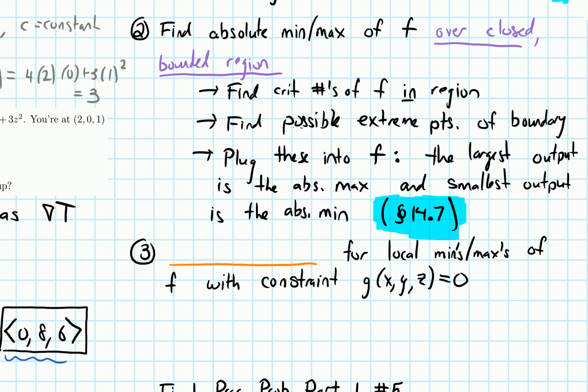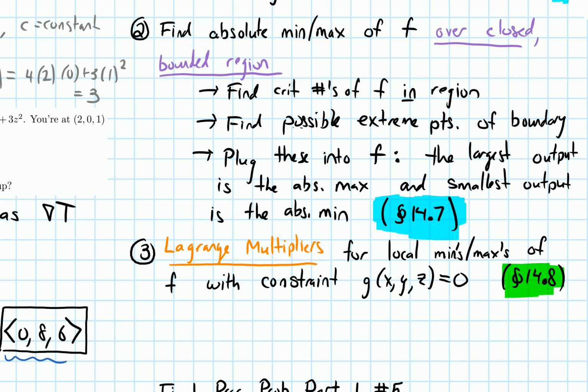And this technically involves finding local mins and maxes of a function f that's subject to a constraint, which is typically written g of x comma y comma z. I'm just assuming there's 3 variables, but it could be any number of variables, equals 0. And this method was Lagrange multipliers, to maximize or minimize functions with a constraint. This was in section 14.8.